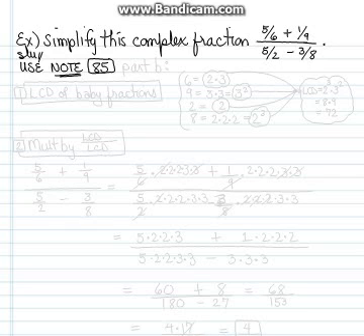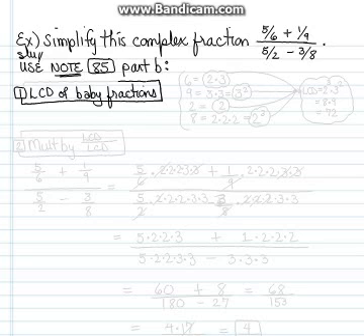We have two fractions on the top and two fractions on the bottom. That means we best use part B. Now the first step for part B is to find the least common denominator for the baby fractions. So that's what we're going to do here. We're going to remember, what does it mean to find the LCD of the baby fractions?